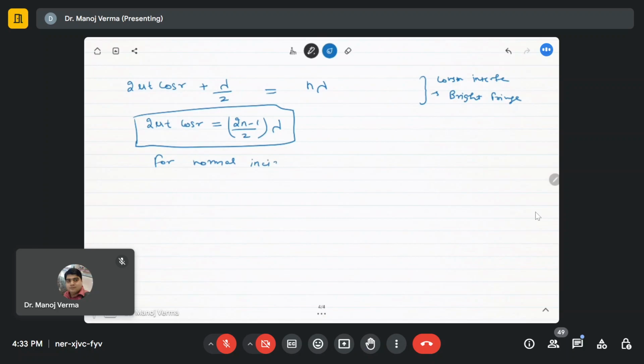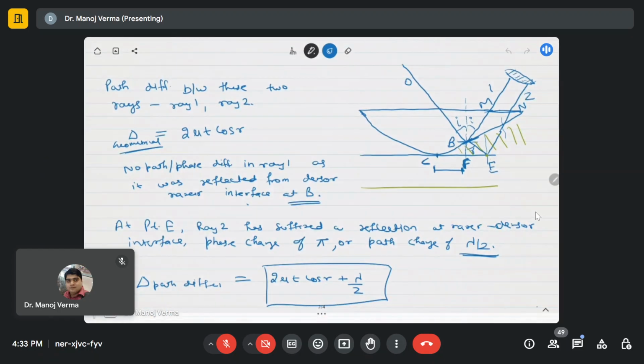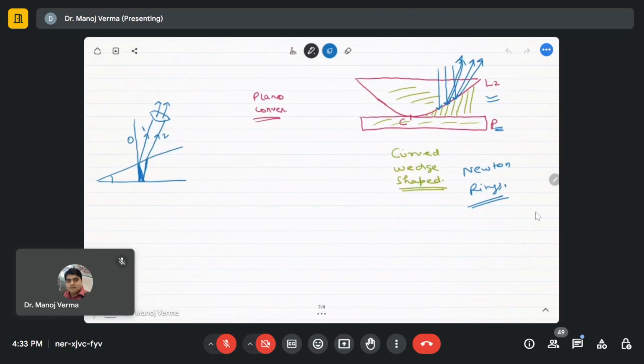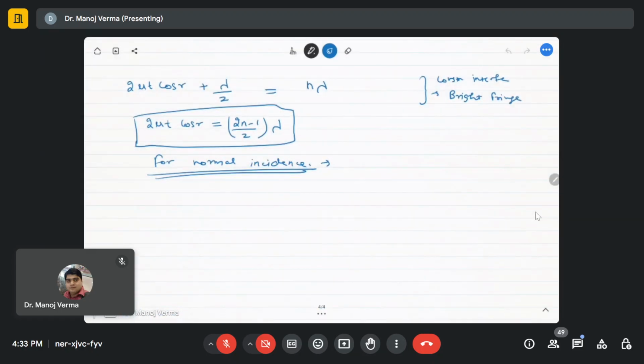For normal incidence, I will be 0 and correspondingly my R will also be 0. For normal incidence of light on this system, my angle of incidence will be 0 and correspondingly the angle of refraction will also be equal to 0. So this cos R is going to be 1. So 2 mu t cos r can be written as (2n minus 1) by 2 lambda. This will be the condition of bright fringe in this case.